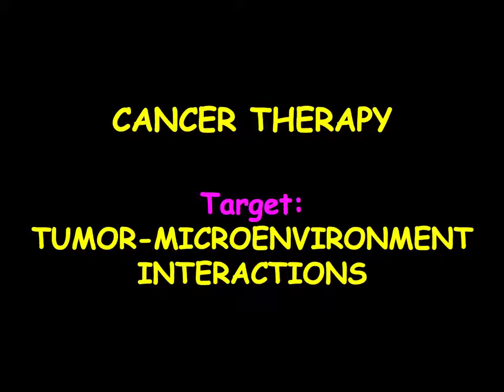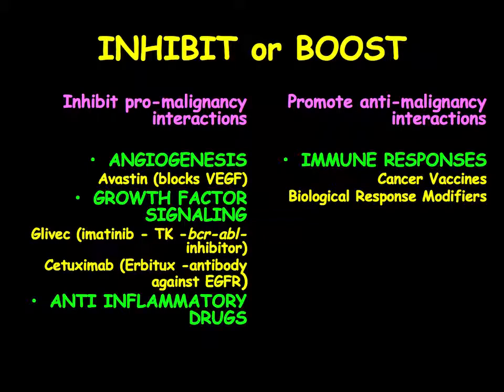Very quickly, through various possibilities of targeting tumor microenvironment interactions. I'll give you 3 examples of drugs whose purpose is to inhibit pro-malignancy interactions. And I'm not talking about efficacy or not efficacy, just in principle, what could be targeted. Angiogenesis, as I'm sure all of you know. Another thing that could be targeted is growth factor signaling. And again, I'm not talking about efficacy. And then another thing that could be targeted is the interaction between inflammatory components and cancer cells. On the other hand of the picture, what also could be targeted are interactions that promote resistance or promote anti-malignancy interactions, for instance, immune responses.